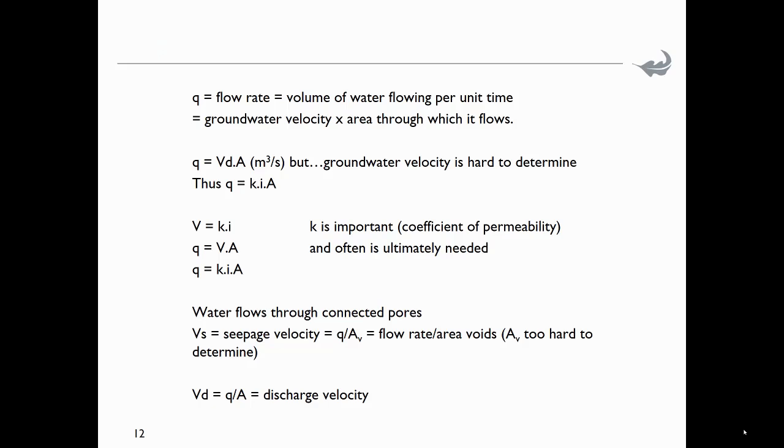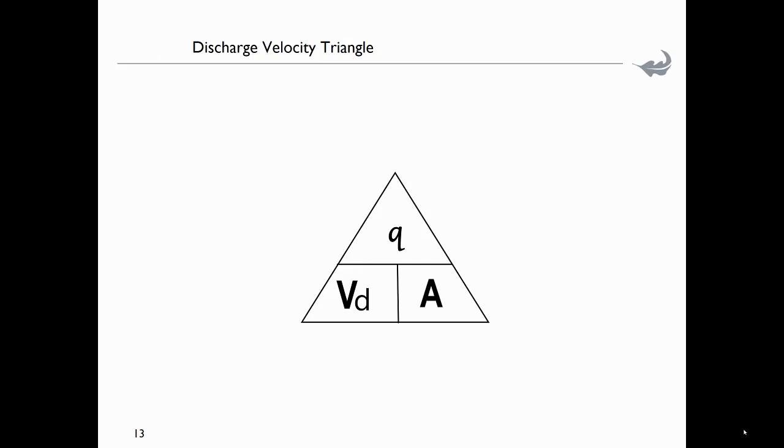So water flows through the connected pores in a soil. So Vs, the seepage velocity, is equal to the flow rate divided by the area of the voids. But the area of the voids is too hard to determine, and therefore we say the discharge velocity equals Q over A. Discharge velocity is equal to Q over A, and that leads us to the so-called discharge velocity triangle. And now if you want Q, it's discharge velocity times the area. If you want the area, it's Q over discharge velocity, etc.